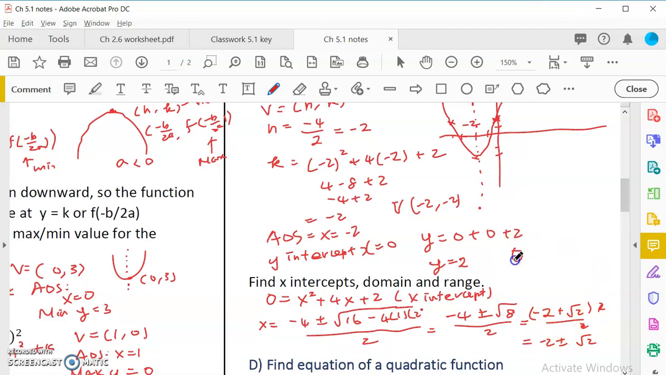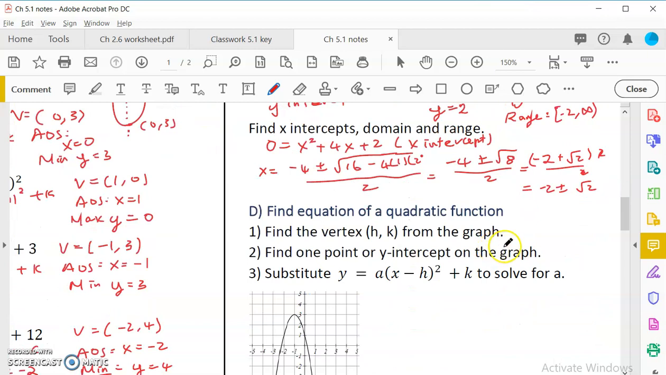Domain is all real numbers. Range: do I have a maximum or minimum? I have a minimum point. The vertex is -2, -2, so the minimum is -2. So everything is higher than -2. So you would say from -2 to infinity, like that. So that's domain and range.